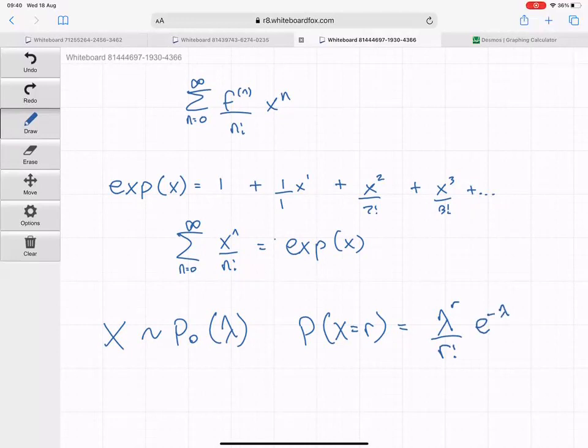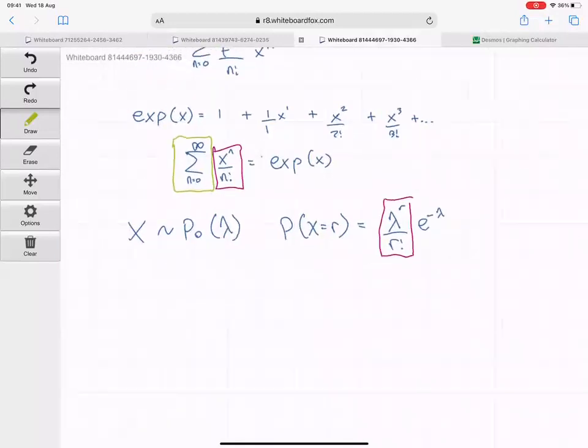What does the lambda to the r over r factorial remind you of? The x to the n over n factorial. This part looks suspiciously like this part, right? Yeah. Okay, what's missing though? What's not there? The sum. Yeah, the sum. So this isn't adding up all of the terms. This is just picking out one of those terms.